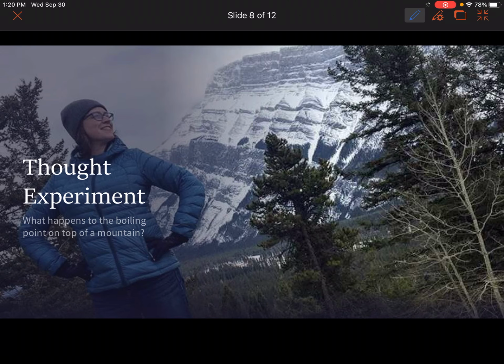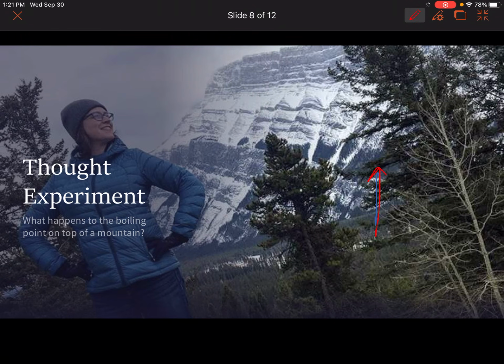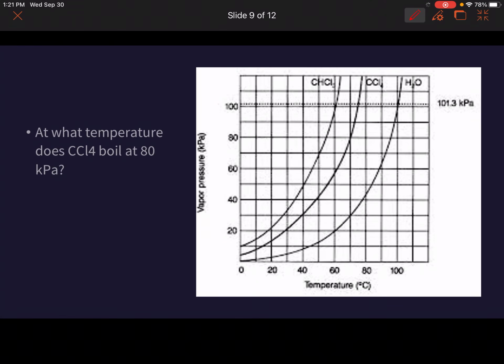So in the mountains, the altitude causes a different atmospheric pressure because atmospheric pressure changes based on where you are on the planet relative to sea level. So I would like you to reason out what happens to the boiling point on top of a mountain. Now remember, boiling happens when the vapor pressure is equal to the atmospheric pressure. So what happens if we change the atmospheric pressure? What does that do to the boiling point? That's your question. So think about that, and then we're going to discuss that in class.